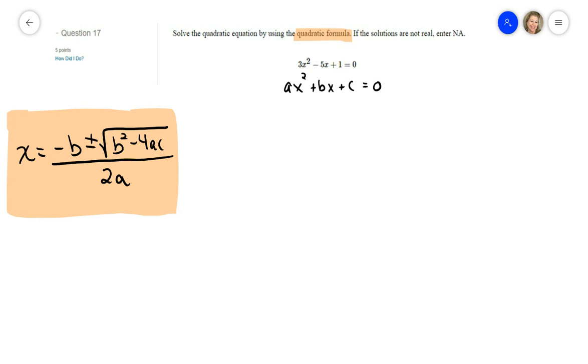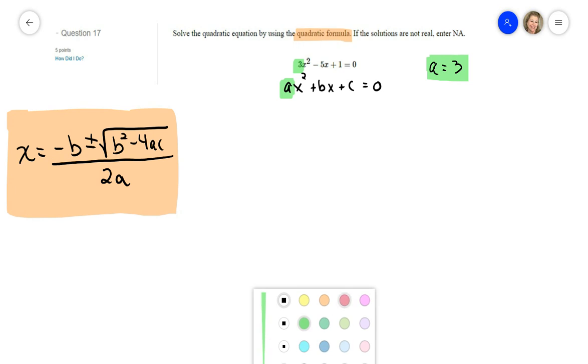Okay, so when you have it in this form, grab my highlighters again. Let's use a brighter color. The a is the coefficient on the x squared. So a, in this case, is equal to 3. And then it says plus b, but the b is the coefficient on the x to the first. And in this one, we have a minus 5.